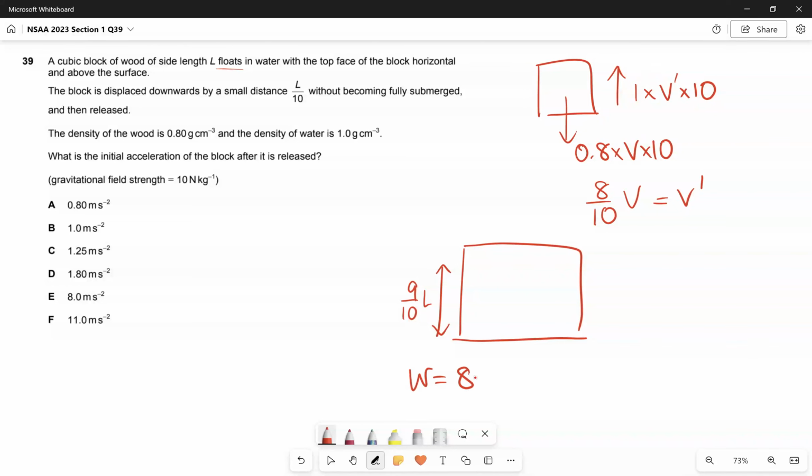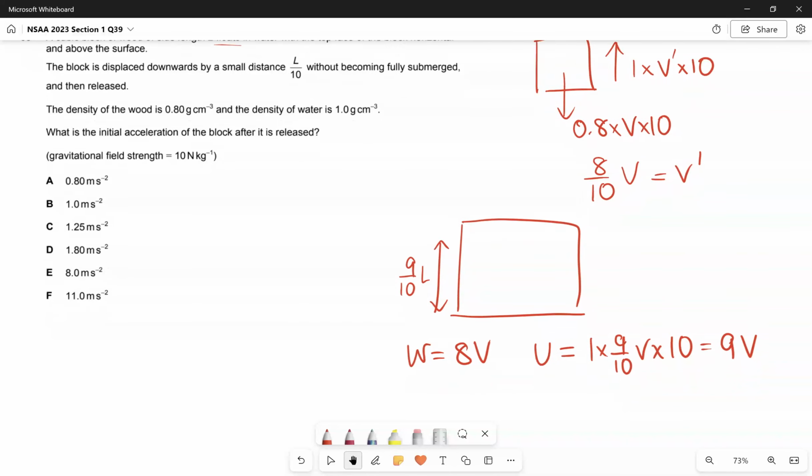So that is going to be 8v. And then we have upthrust is equal to 1 times the volume submerged, which will be 9 over 10 v, and then times 10 for g. This will equal 9v. Notice again, I'm not really working out the volume, even though I know it's L cubed. It's better to just use a simple letter of v.